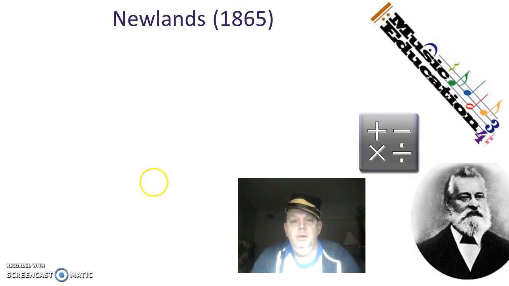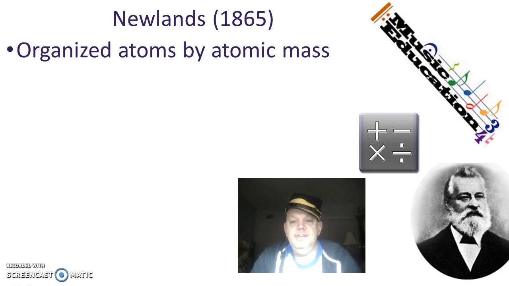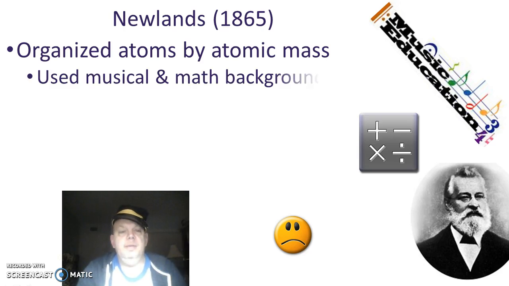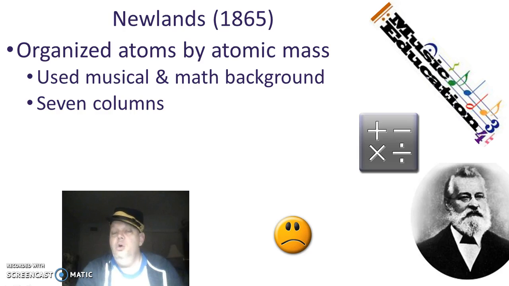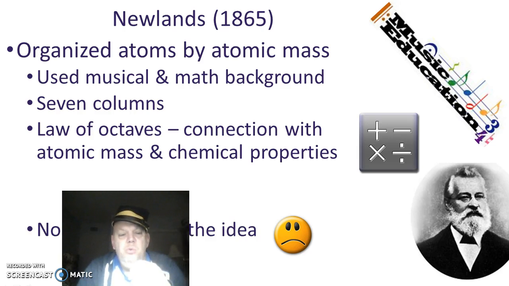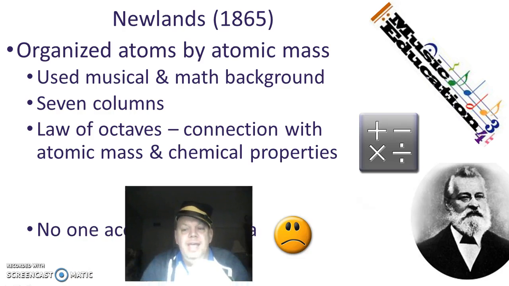Let's move on here. Well, we had Newlands, 1865, the end of the American Civil War. Organized atoms by atomic mass, used musical and math background to try to explain what was going on. He had 7 columns. He had something called the law of octaves, where there seemed to be a connection with atomic mass and chemical properties, about every 8 elements or so, hence the law of octaves. The downside about it is that nobody really particularly accepted the idea.